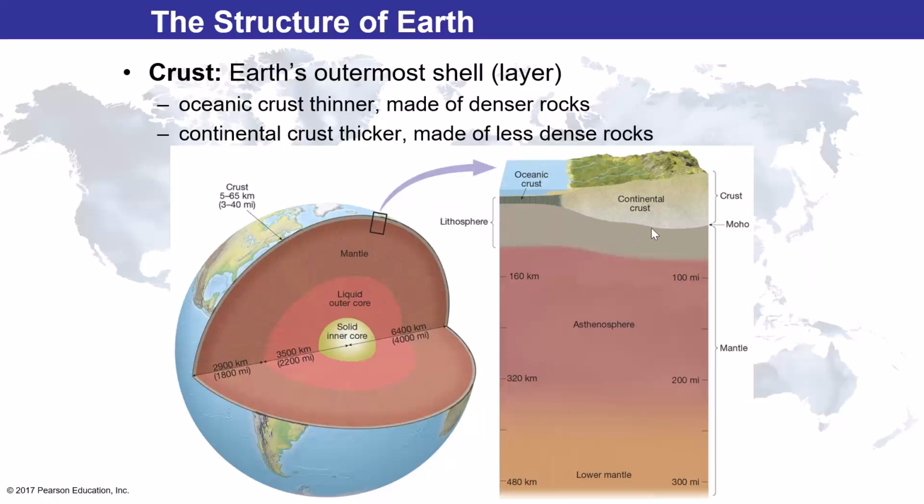It's also important to note that there are two different types of crust, oceanic crust and continental crust. Oceanic is going to be thinner, made of denser rock, and continental crust is going to be thicker, made of less dense rock. This is important to remember because when they are colliding, continental crust will always stay on top of oceanic crust because it is going to be more buoyant because it is less dense.